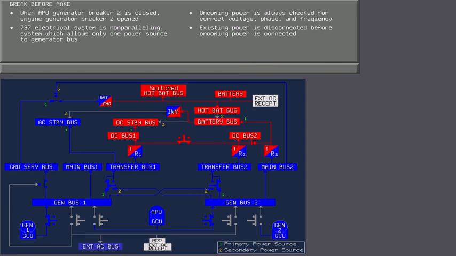Now touch APU generator breaker 1 to close it. Notice that break before make has occurred again. Generator breaker 1 opened before APU generator breaker 1 closed.